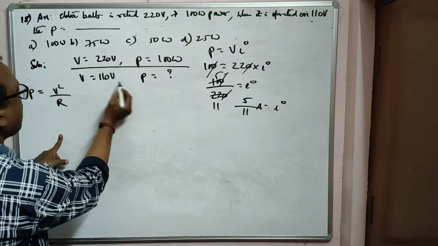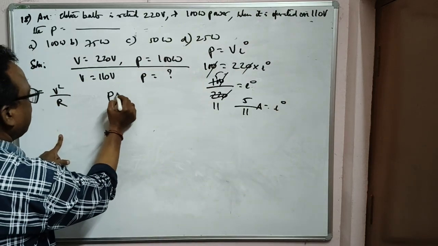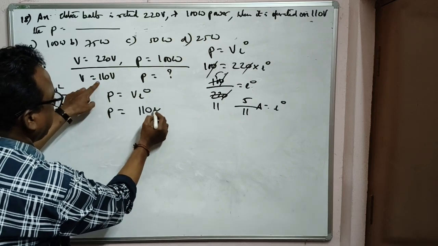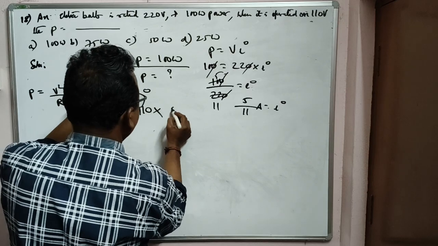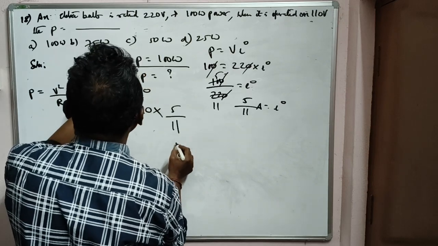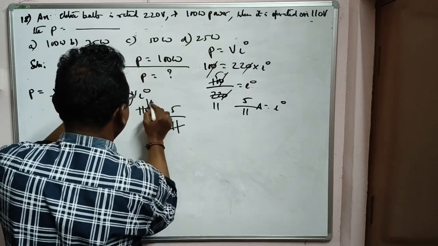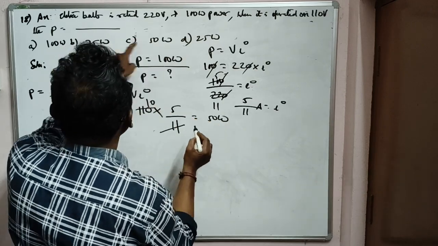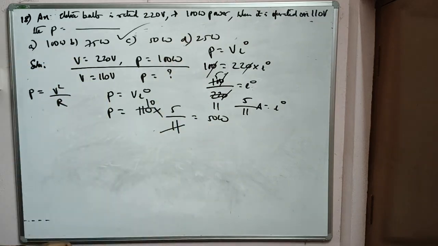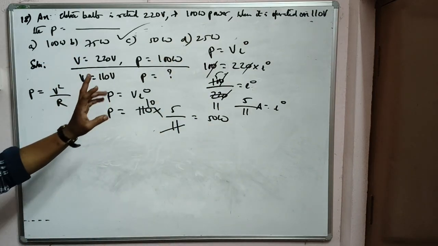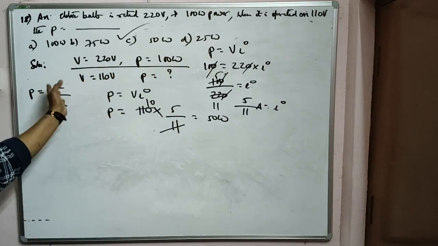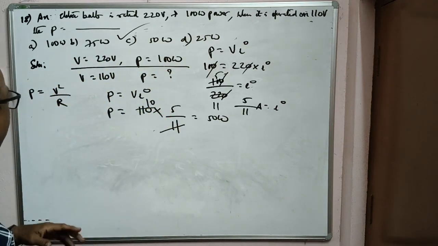Now we'll try this one. Power means again VI. So 110 into I, 5 by 11. So 11 1s are 11, 11 10s are 110. So 5 into 10, 50 watts. You can see here, C is the answer. So be careful while cancelling. Different formulas are there, and depending upon the requirement, you can apply the formulas.